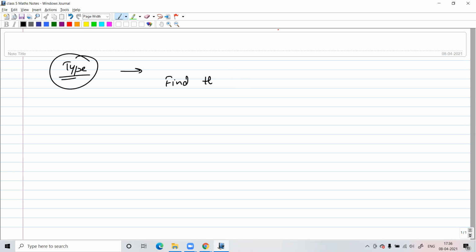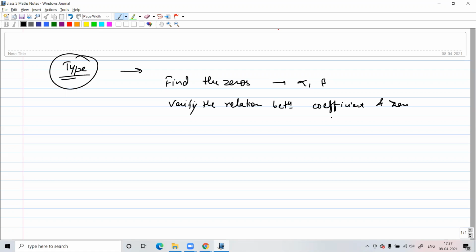First, we have to find the zeros. Zeros means we had to find alpha and beta for a quadratic polynomial. There will be two zeros, and we call them alpha and beta. And then after finding them, we also have to verify the relation between coefficients and zeros. That is, coefficients will be a, b, c, and zeros will be alpha and beta.